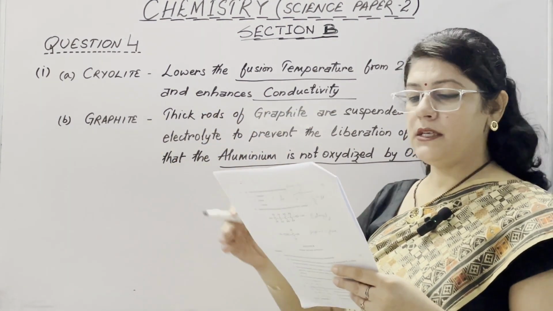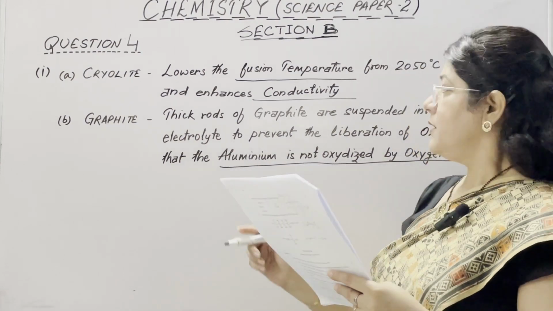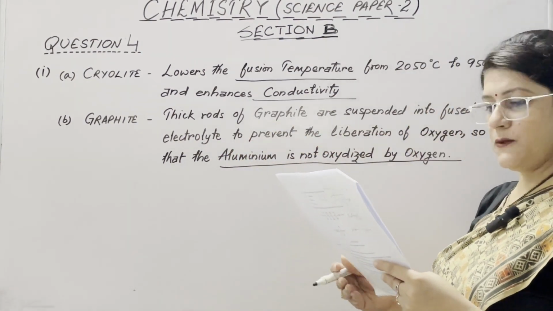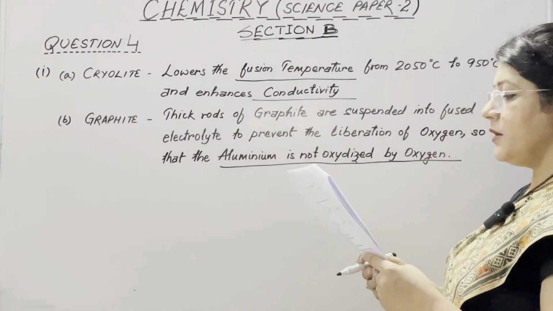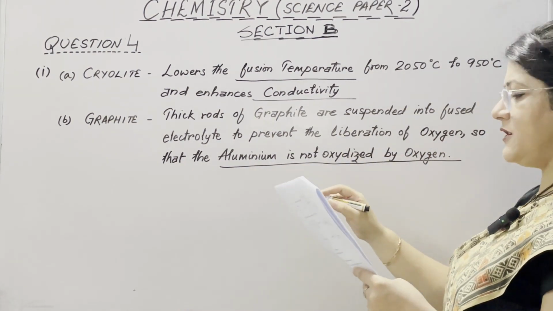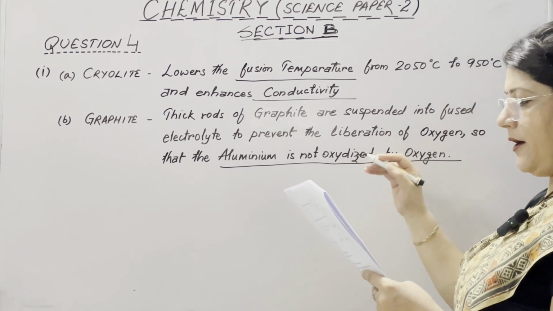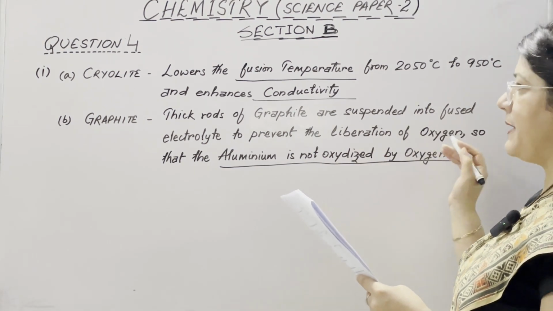Second, in B part, what is the role of graphite? Thick rods of graphite are suspended in the fused electrolyte so that it gets oxidized by oxygen evolved at the anode and it should be replaced.